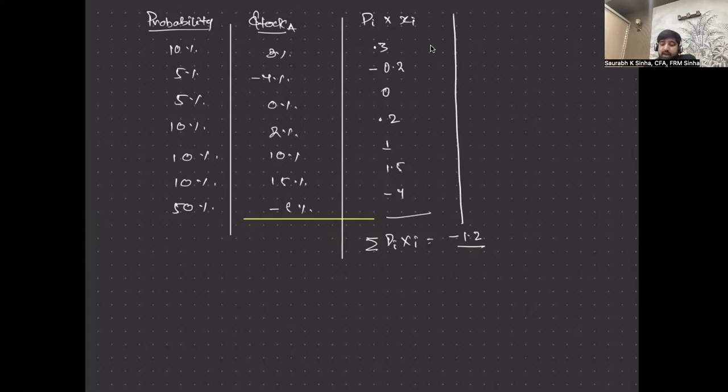So if you want to calculate standard deviation, now you do xi minus the new mean, that is minus 1.2. So it would be 3 minus minus 1.2, so it will become 4.2. Minus 4 minus minus 1.2, so it would be minus 4 plus 1.2. This would be minus 2.8. So and so forth. And then you do the square and then you do the square root.